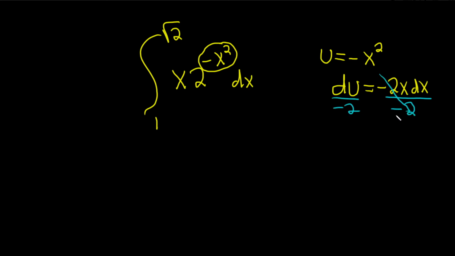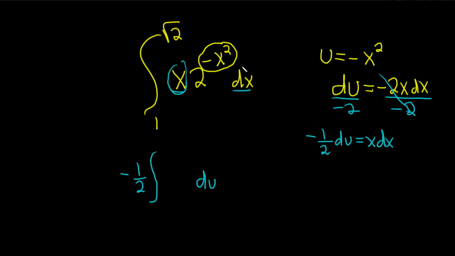This goes away. So we end up with negative 1/2 du, and that's equal to x dx. All right, so you see x dx is negative 1/2 du. So let's go ahead and make that substitution. So negative 1/2 integral sign du. So all we've replaced so far is the x and the dx. Okay, what about this? This is just 2, and then this piece here is u.